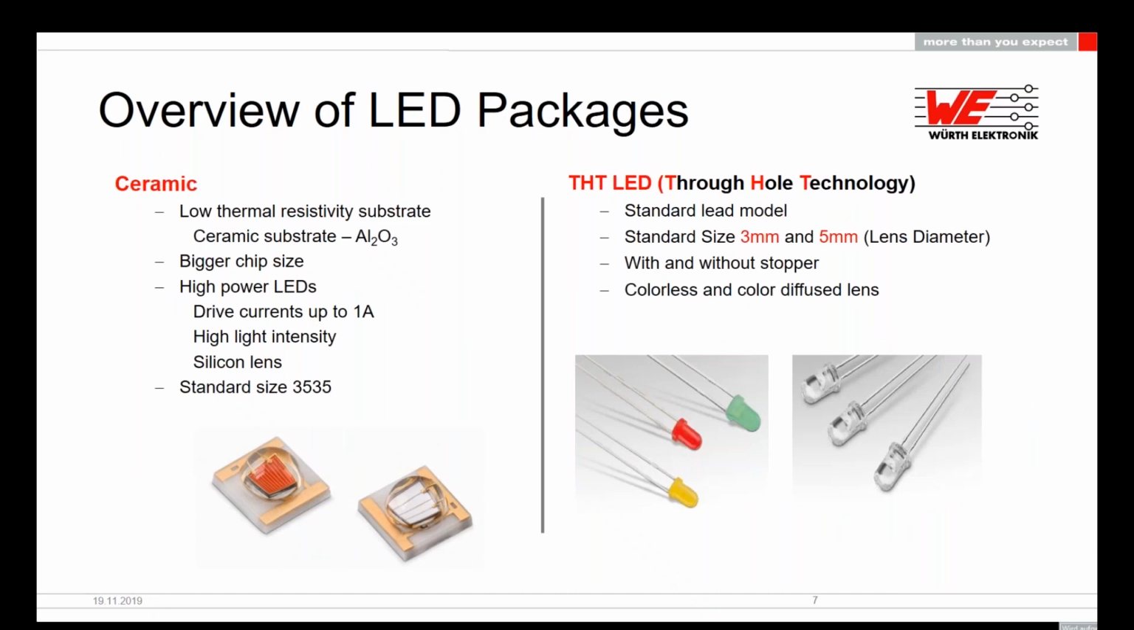The third one, I would like to introduce to you. This is a ceramic LED, made of top quality materials, such as ceramic substrate for low thermal resistance, the gold wire, the gold plating, and the silicone lens. For this package, the chip is bigger, therefore the intensity is higher, and the LED can be driven with high current up to 1 ampere.